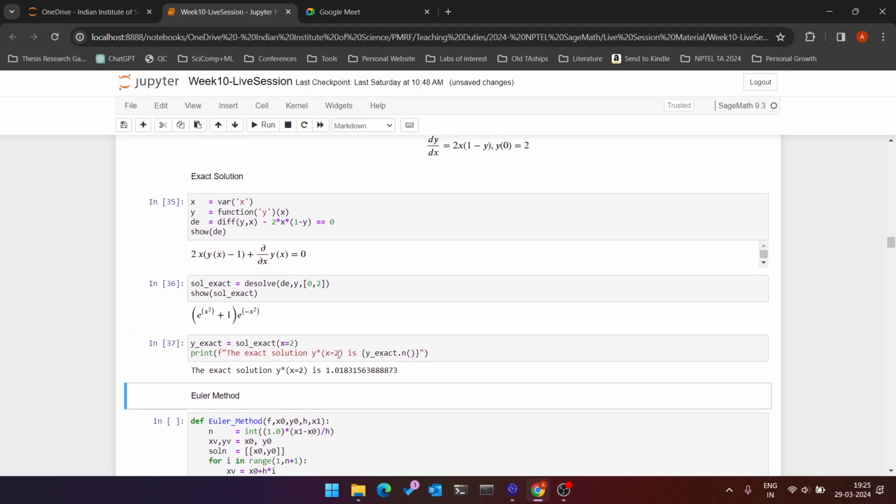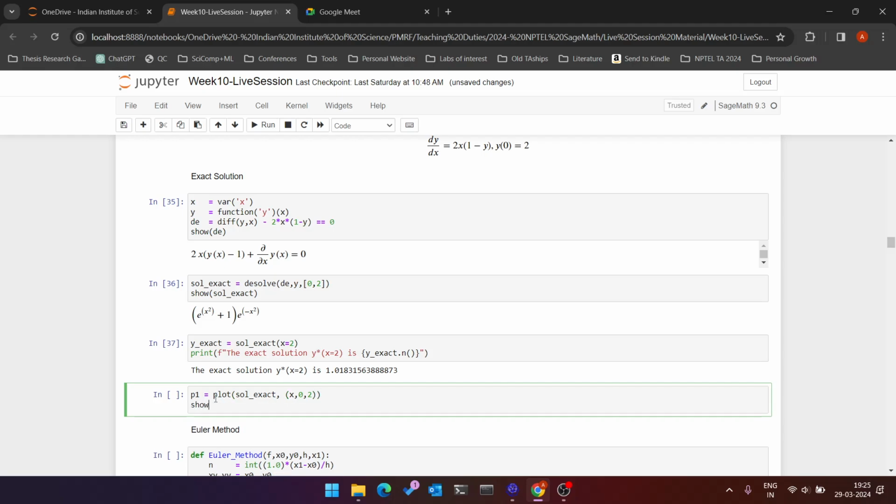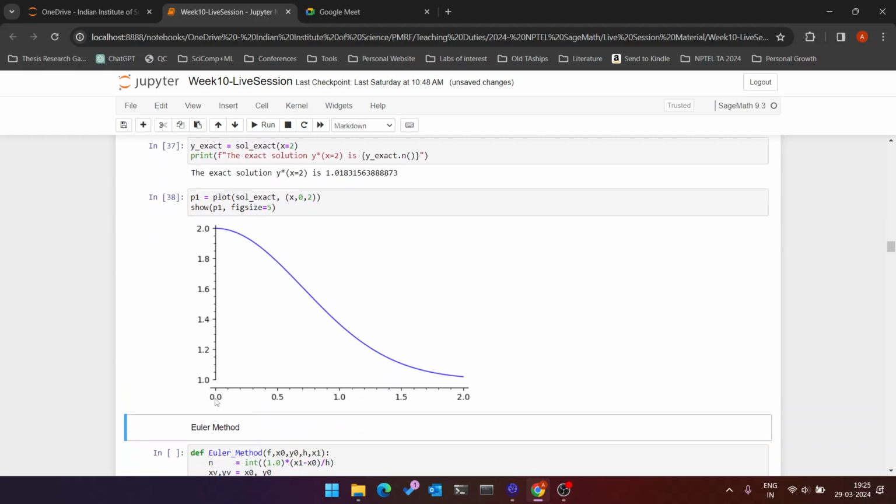Okay, if I want to plot this function, I could plot the exact solution with x going from 0 to say 2 and show it with a fixed size. This is what we see.